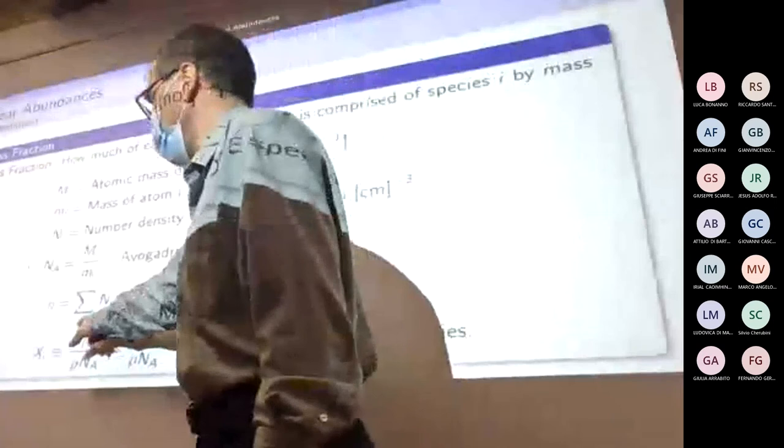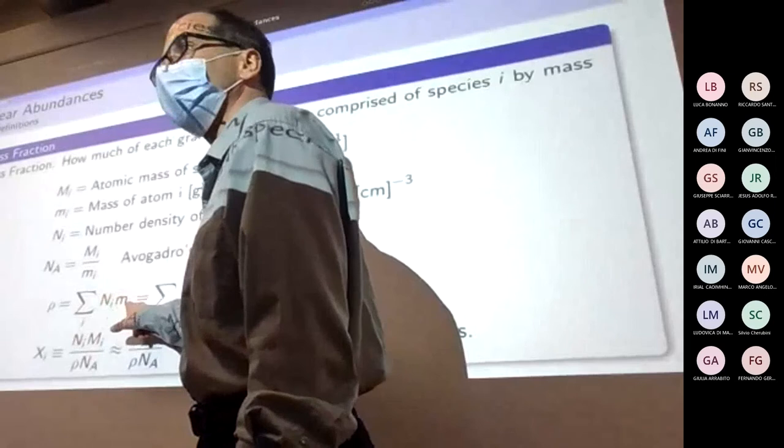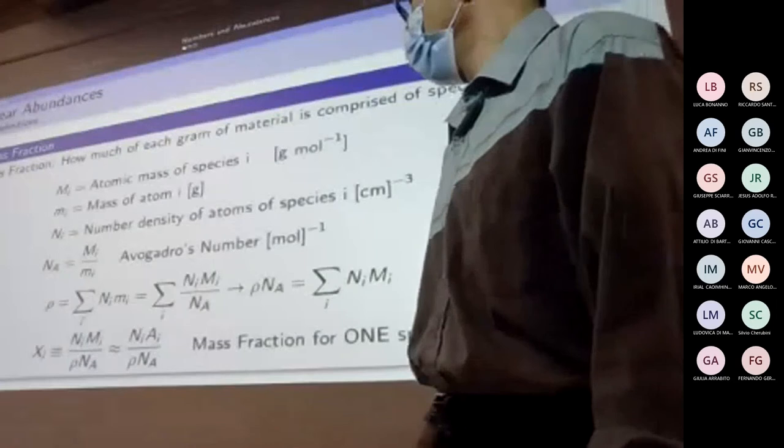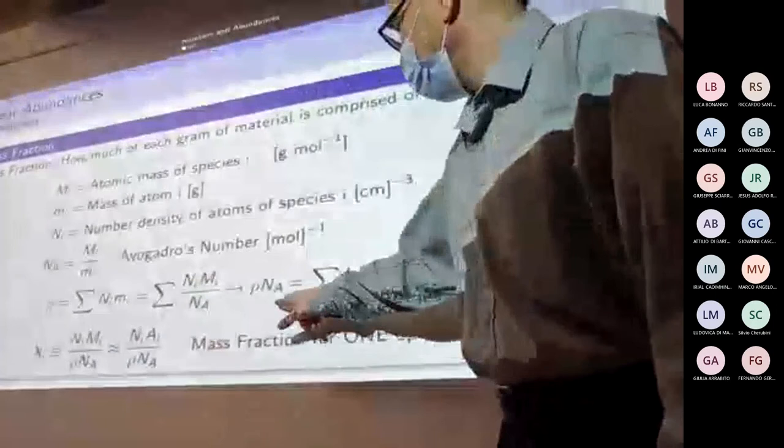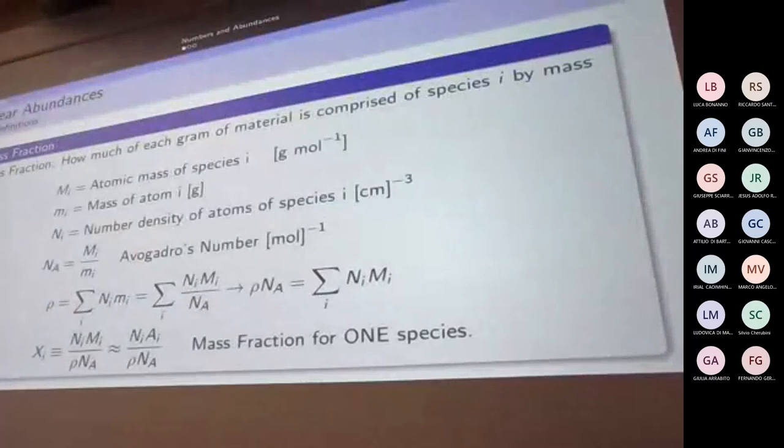How many carbon-12s are in there times the mass of carbon-12? How many oxygens are in there times the mass of oxygen? Add them all up. By the way, I could do some algebra here and make a substitution. Okay? This tells me the total density of some region of space. How much mass per cubic centimeter? Okay?